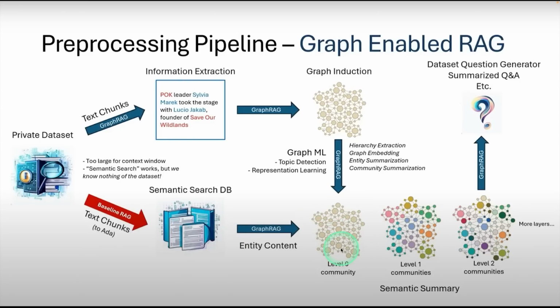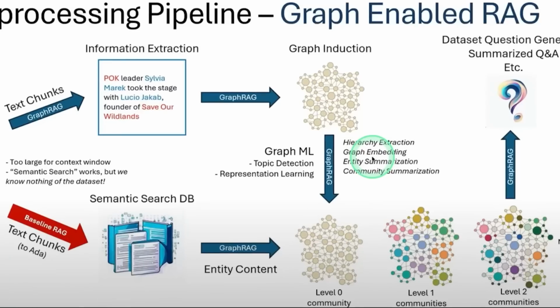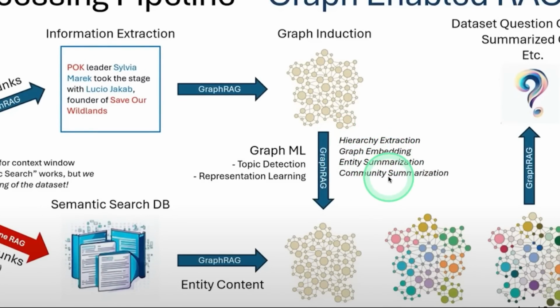And further, we can implement pre-existing relationships created by communities. Using that, we are able to give much more meaning to the context. Using this, we are able to create a high quality dataset, high quality summarized Q&A, and much more. Apart from just entity detection, you get much more than that: hierarchy extraction, graph embedding, entity summarization, community summarization, topic detection, representation learning.